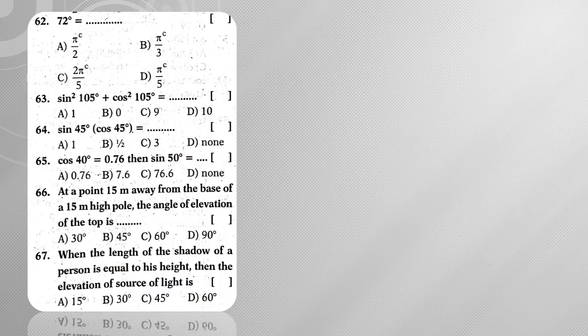Next, 72 degrees is equal to. So when you want to convert degrees into radians, simply what you are going to do is multiply with pi by 180. Multiply with pi by 180. In 18 table, so this goes 10 times.